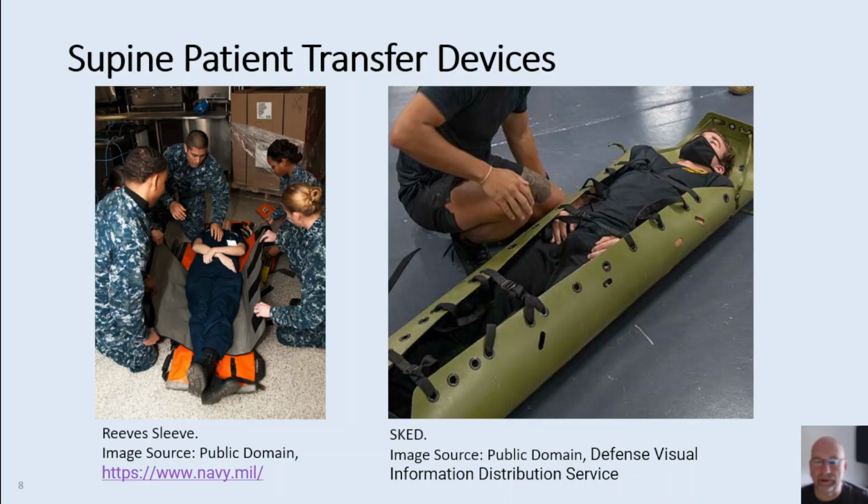Other types of flexible stretchers include the Reeve sleeve seen in the image on the left and the sked device seen in the image on the right. With proper training and equipment, both the Reeve sleeve and the sked stretcher can be used with ropes to lift and lower a patient that way.